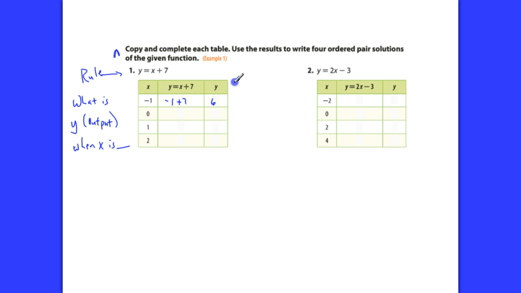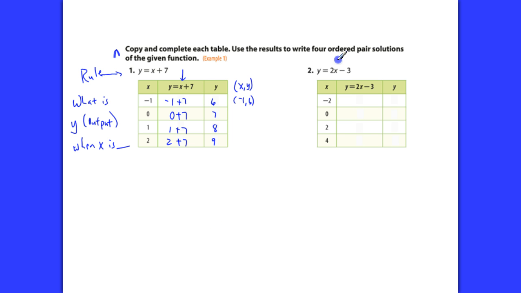Essentially, let's add another column right there, (x, y). We have the ordered pair -1, 6. So the solution is 6 when x is -1. If we did the same thing with 0, and we put 0 into this equation, we'd have 0 plus 7. That output would be 7. What if x is 1? 1 plus 7, 8. And on and on we go. We could do this forever because there are an infinite number of possibilities for y if we changed the value of x. We have infinite numbers that x could be, giving us infinite possibilities for y.